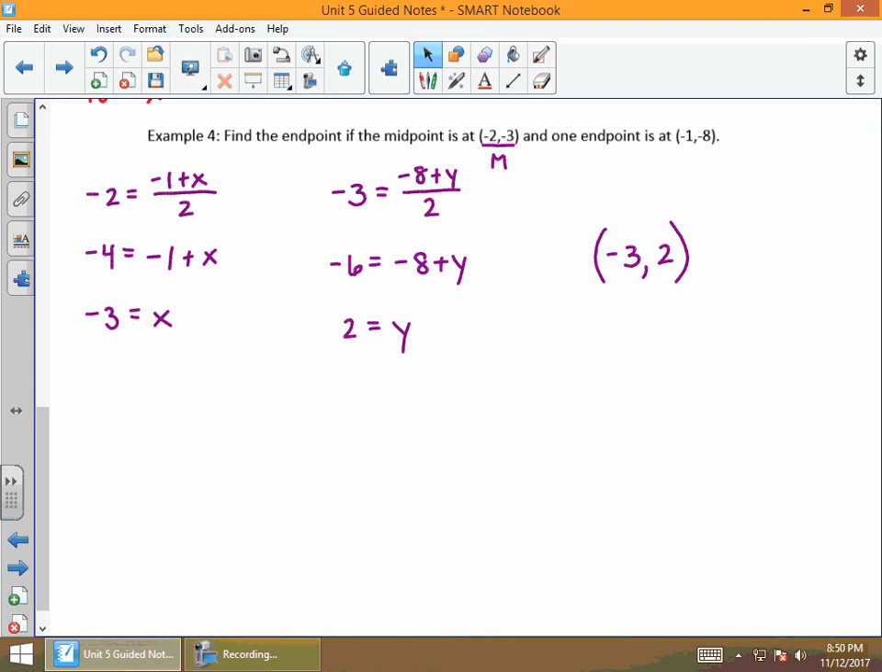So if you are a master of midpoint already, this is just a very slight variation, using what you know about midpoint to try to find a missing endpoint.